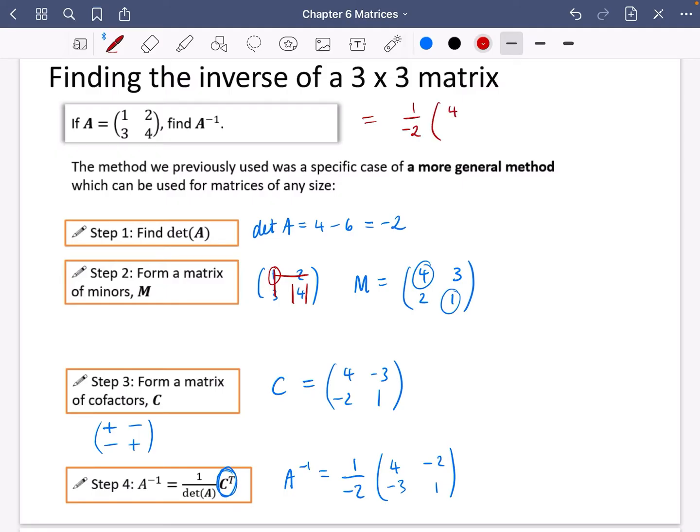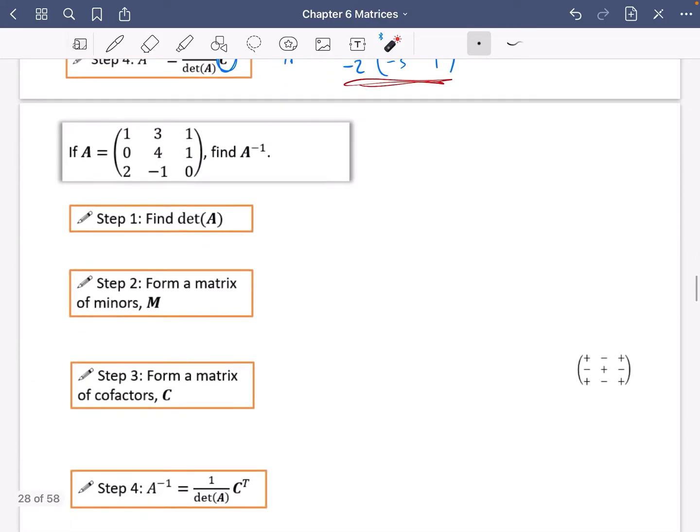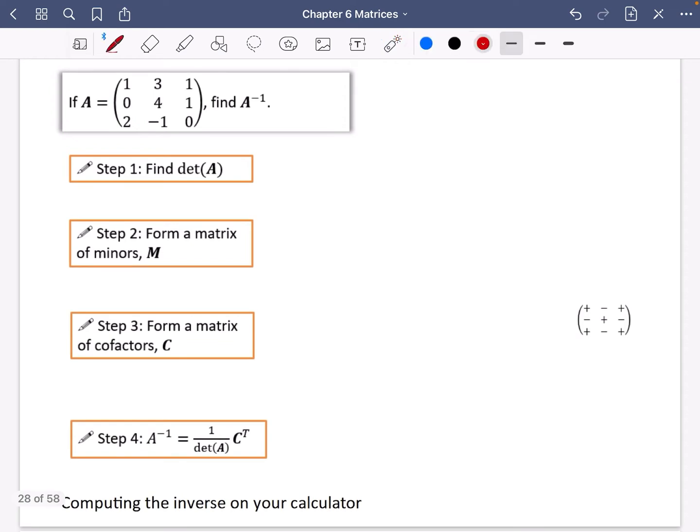We would swap the 4 and the 1. We would negate the 2, and we would negate the 3. So yeah, actually it does give us the same thing down here. It's just kind of like a shortcut method for this. So let's try the inverse now with a proper 3 by 3 matrix. So let's have a look.